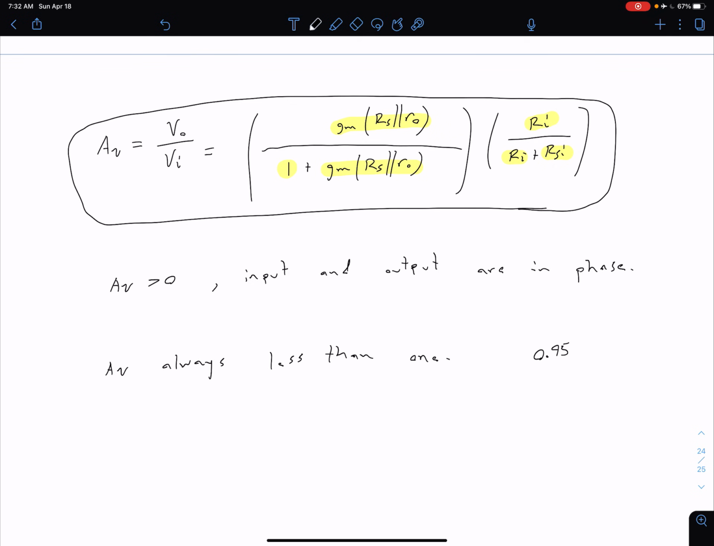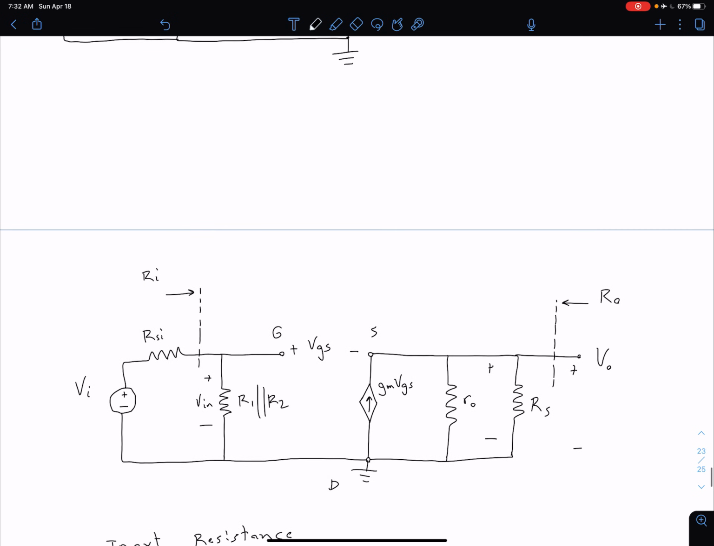So the question then becomes, why is this useful? So why is this configuration useful? We're going to come back and answer that question in the next video when we look at the third parameter, which is the output resistance of the circuit. And we are going to see that it is useful in certain cases to use this configuration.